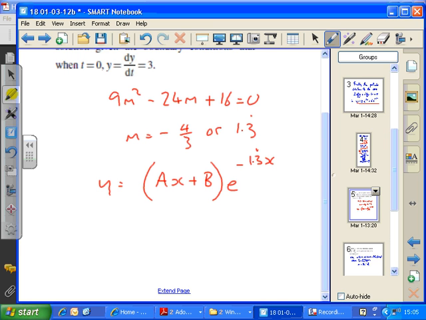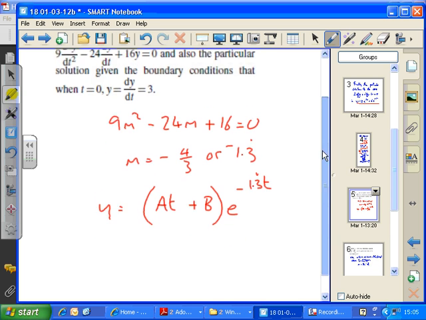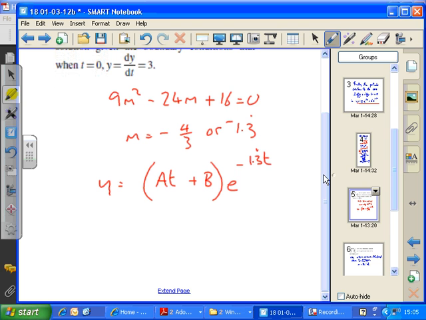Sorry, we're using t in here as the independent variable, aren't we? So it's t, and that should be a minus. Now we've got to find our values for a and b, and we're given some initial conditions again, so the procedure is the same, but obviously it's a slightly different general solution.